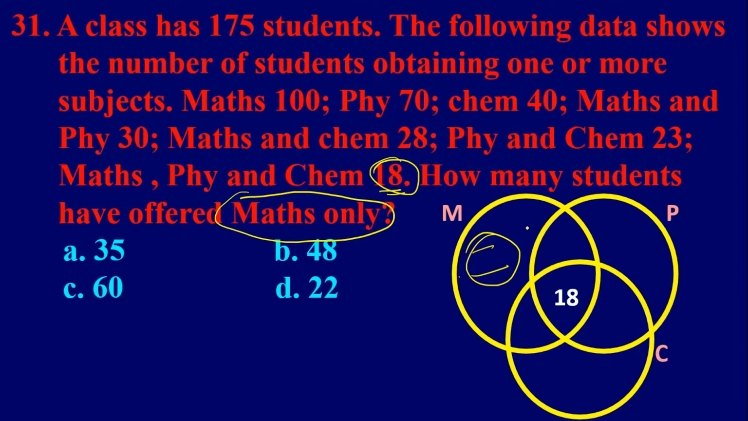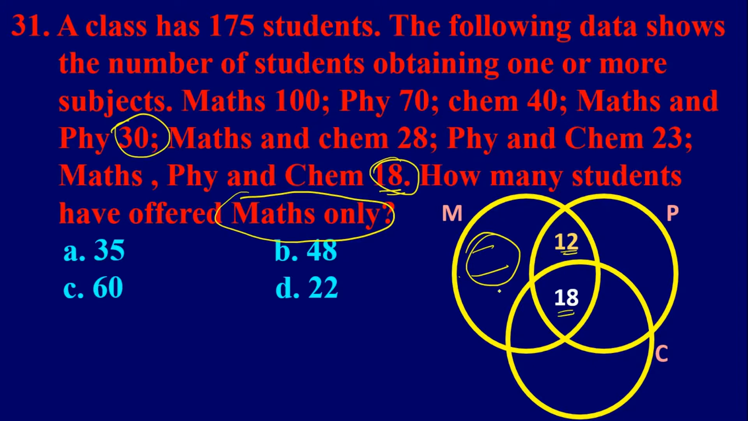So now we go for maths and physics. So maths and physics, it is given that maths and physics it is 30. But here already this 18 is in this part only, that is maths and physics. So remaining is 30 minus 18, it is 12. That is 30 students take maths and physics, but 18 students take maths, physics and chemistry. From 30 we have to subtract 18, that is 12. That is 12 students take maths and physics only.